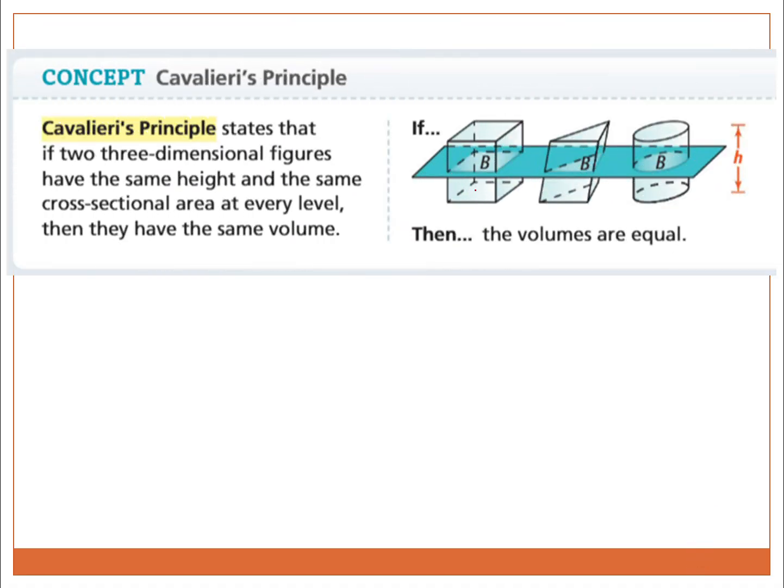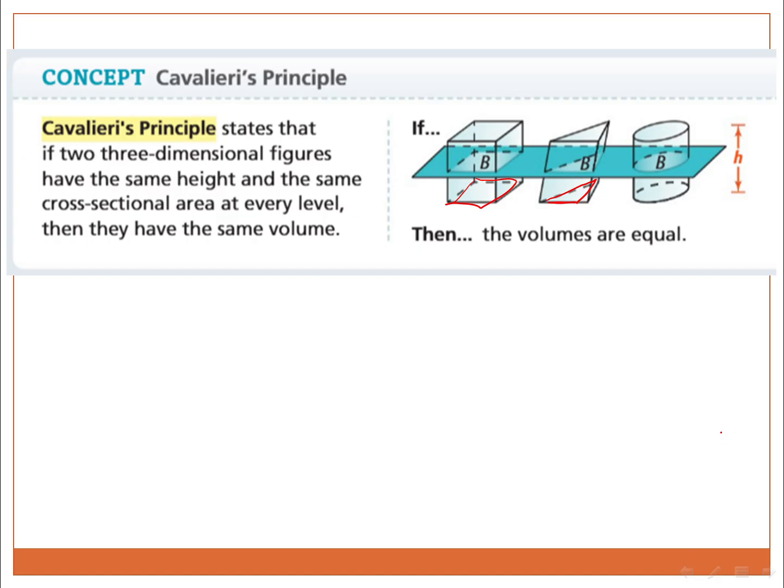If we have different bases now, but the areas of the bases are congruent, I mean the area of this square exactly equals the area of this triangle, exactly equals the area of this circle. So Cavalieri's principle states that if two three-dimensional figures have the same height and the same cross-sectional area for each single part at every level, then they have the same volume. So no need even to have the same shape, we only have to have the same area.